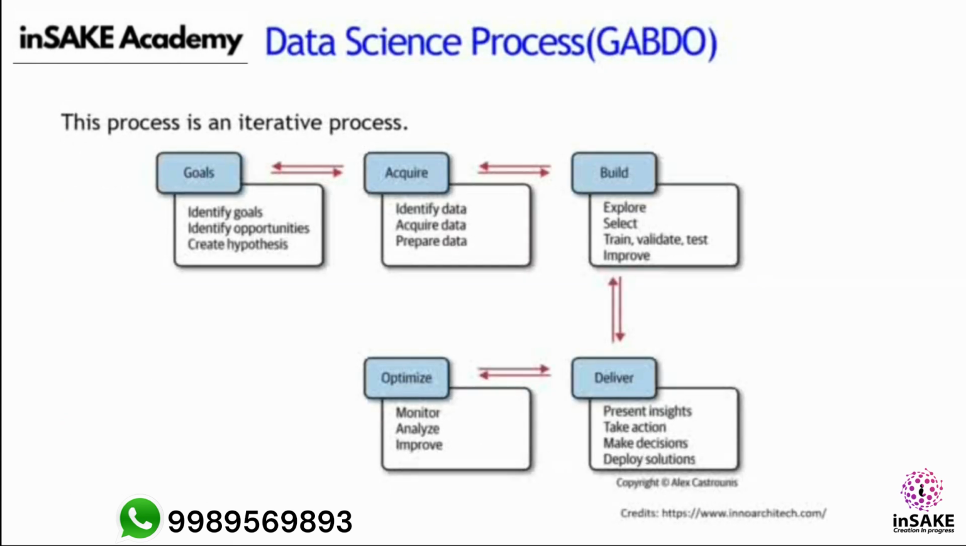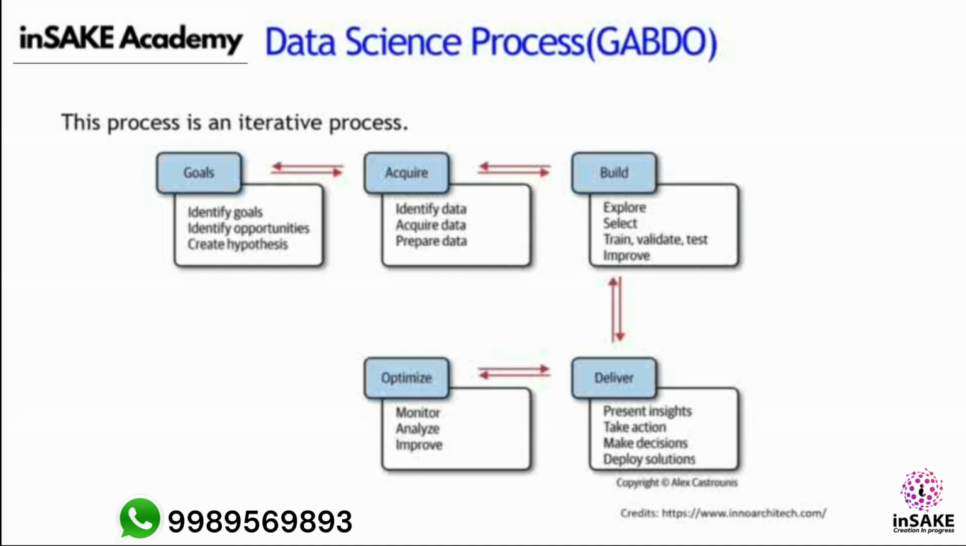Train this to Alex, because in this particular procedure, this image has been taken from one of his articles, but he has explained it very clearly. This process is a complete iterative process. It is a GAP-DO process, which represents goals, acquire, build, deliver, and optimize.